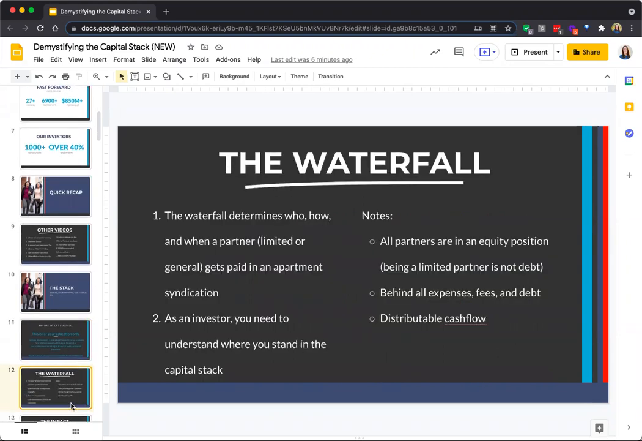All right. So this is going to be a blend of 2 different presentations that I've done before on the different types of capital stacks and what a capital stack is.